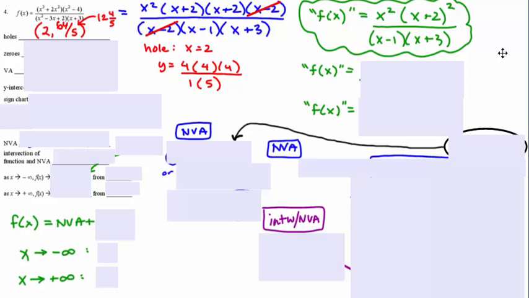The only place for decimals would be if you have to use a quadratic formula for those intersection points with the NVA. All right, so now from that factored form, from our new, in quotes, function, we can go ahead and find our zeros, vertical asymptotes, y-intercept, and then begin our sign chart. So go ahead and find those first 3.